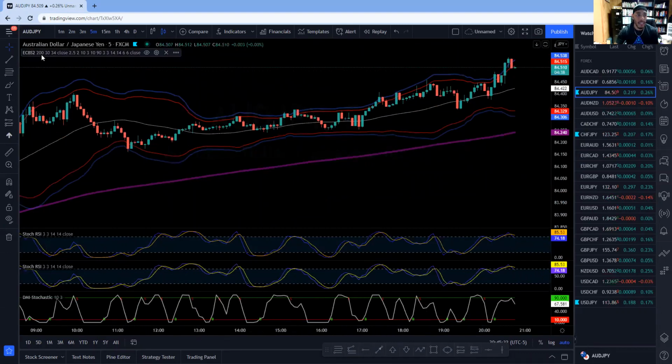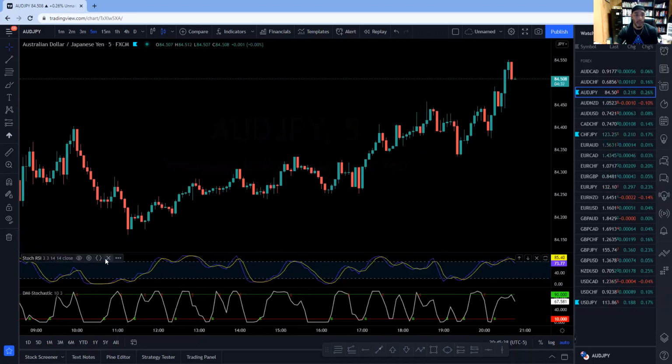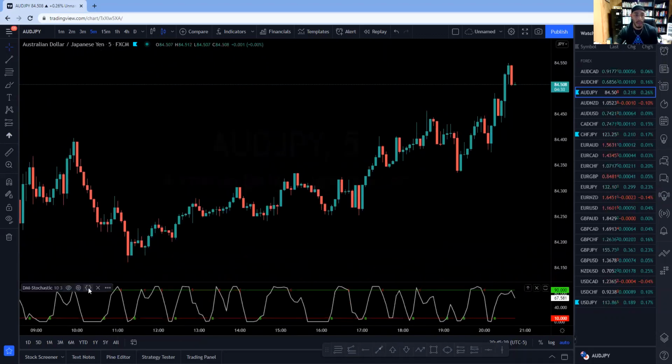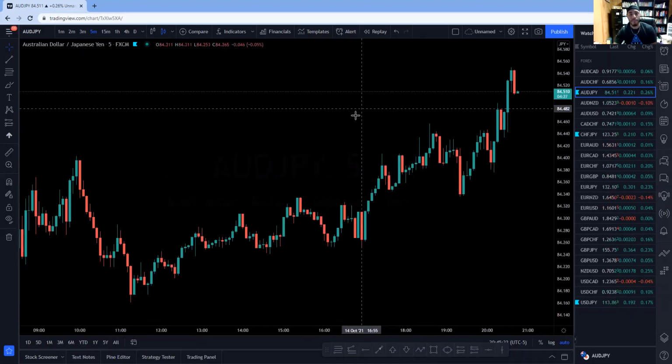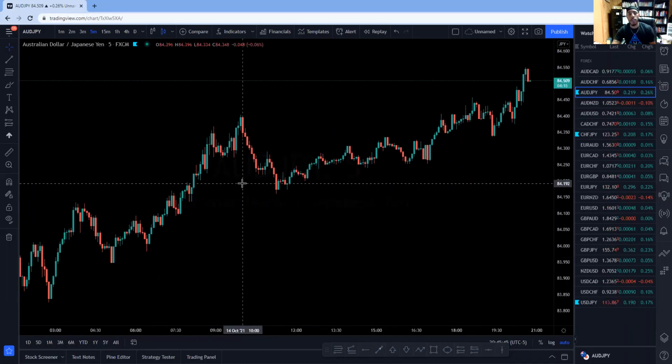I'm going to clear all of this out, right? Take all this away. All right, so your chart may look like this. It may be white in the background. I like mine to be dark. That's just my preference, right? So this is what your chart will look like.